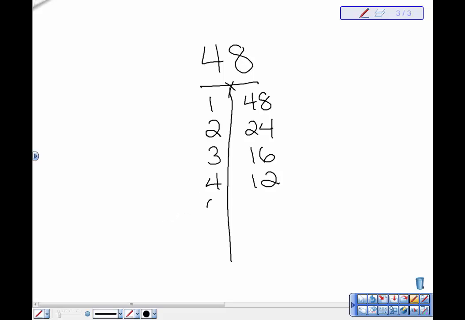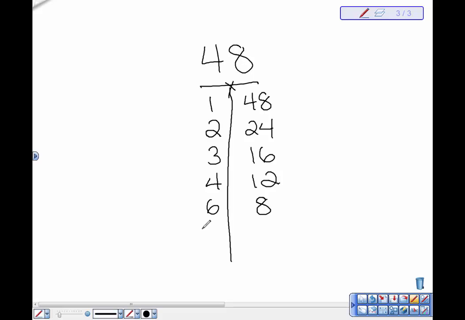How about 6? Remember, we learned from the divisibility rules that it can be divided by 6 if it can be divided by 2 and 3, both of those. Well, it can be divided by 2 and it can be divided by 3, so it must be able to be divided by 6. And 48 divided by 6 equals 8. All right, let's go to 7.